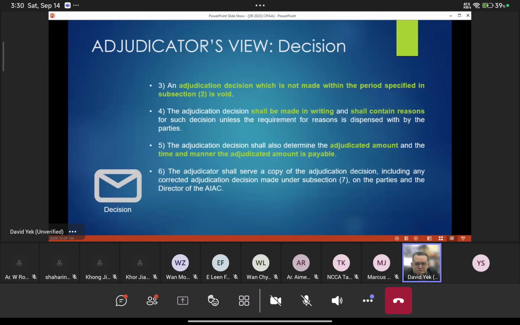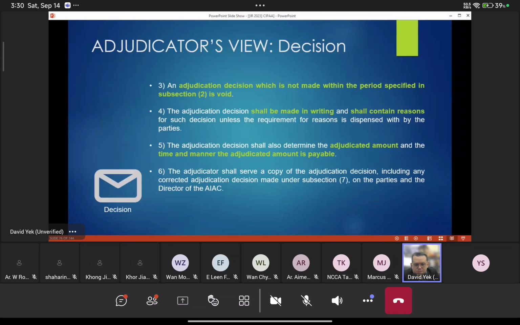Now what happens if the decision does not come out within the period specified in subsection 2? Then the whole adjudication is void. The adjudication decision must be made in writing and shall contain reasons why. It must also determine the amount to be awarded to the winning party, and in what manner the amount must be paid to the winning party. And then the copy of the adjudication decision will be served.